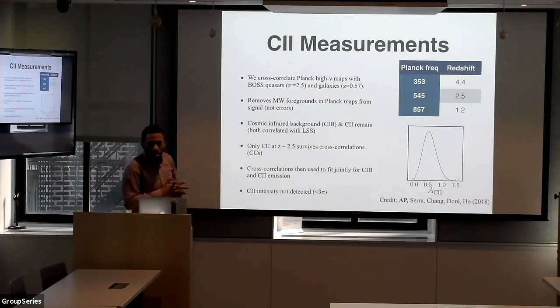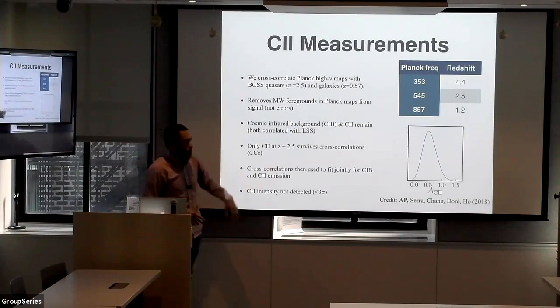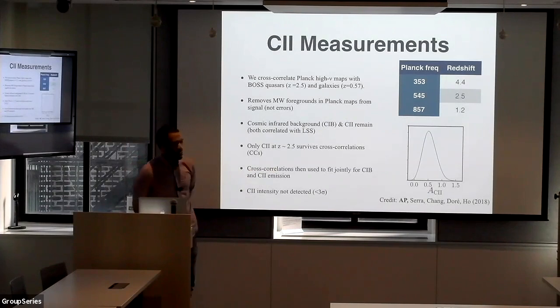And so this is work that I did in 2018. Actually, with Shirley Ho at CCA was one of my collaborators for this. And what we found was that although we were able to make a measurement, it was not a detection. So this is sort of an amplitude that we measured for representing what the intensity would be. And so it was definitely less than 3. It was just a little over 2 sigma. And so we did not have a detection.